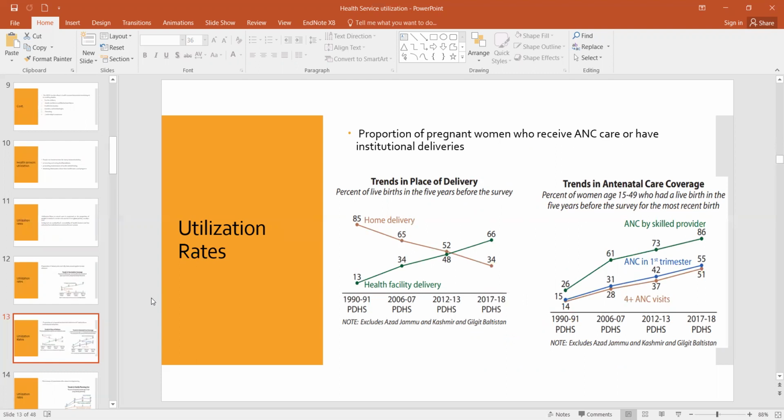These trends have also changed. In 1991, only 13% of deliveries were conducted in healthcare facility centers, but now this trend has changed and 66% of deliveries are conducted in proper places. And the antenatal coverage has also increased. In 1991, only 26% of pregnant females received antenatal coverage, but now this trend has changed and 86% of pregnant females receive antenatal coverage from different health centers.